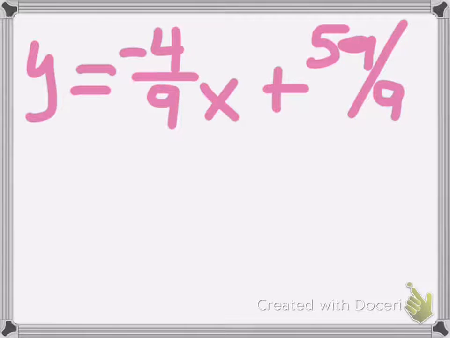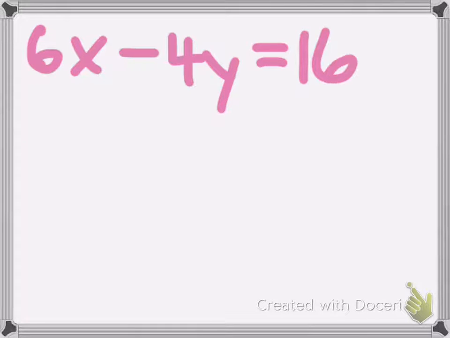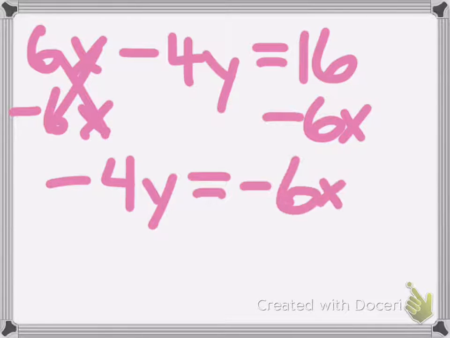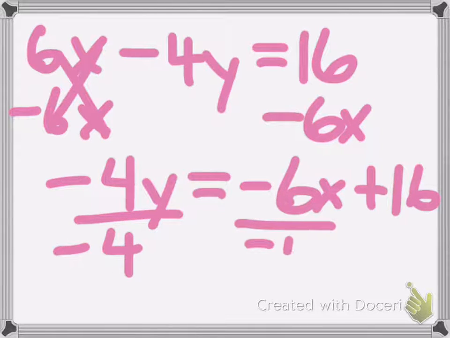The third problem asks us to graph. Our graph is going to be from this equation. So in order to graph this, we first need to change it into slope-intercept form. So we need to move the x value away because we want our y value by itself. So we have -4y now equals -6x plus 16. And then we're going to divide everything by -4 so that y is by itself.